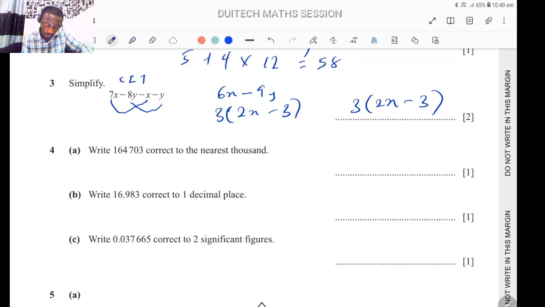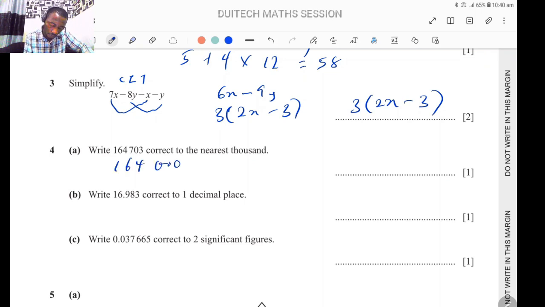The next one says we should write these values correct to the nearest thousand. So we're writing correct to the nearest thousand. You have to read the number: 164,000 is the nearest thousand.